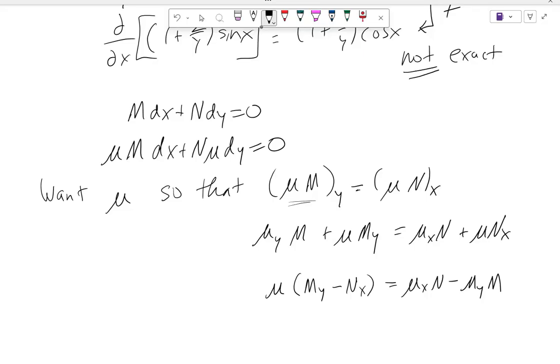That doesn't look like it helped, does it? No. But what we would like is that our function mu really only has one variable rather than two. If it only has one variable, then one of those is a 0, right? Okay. So let's say that it doesn't have any y's in it.